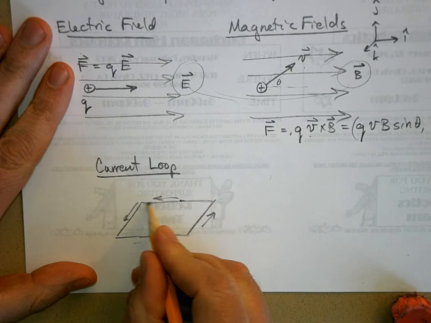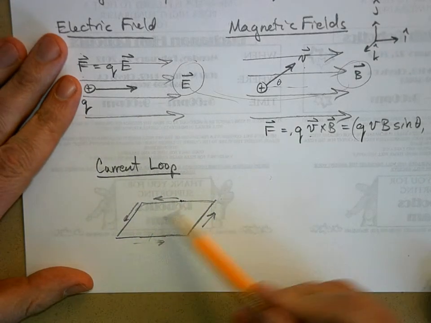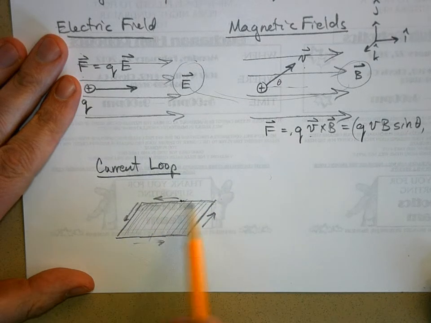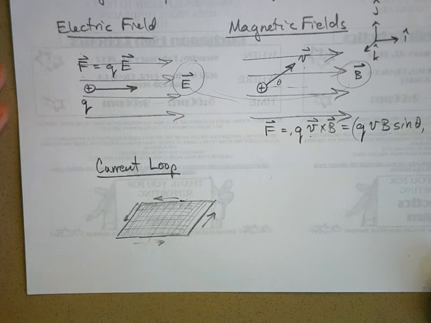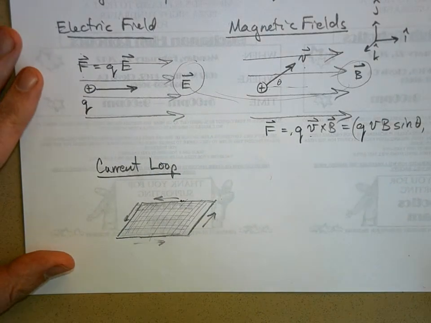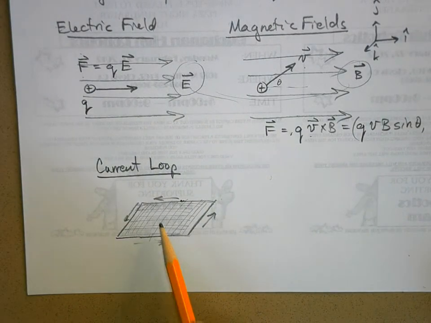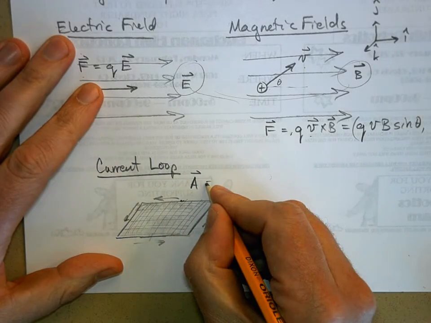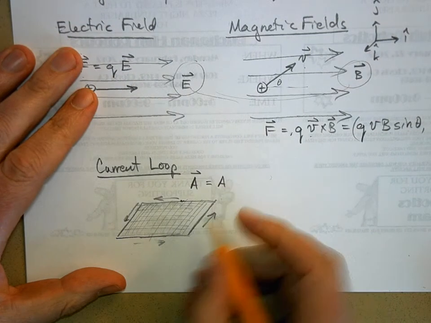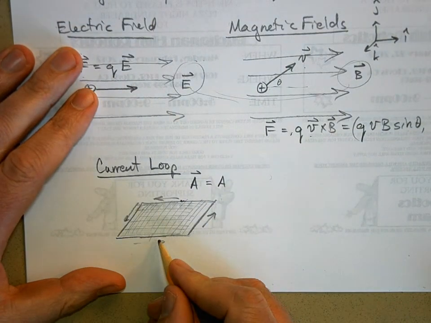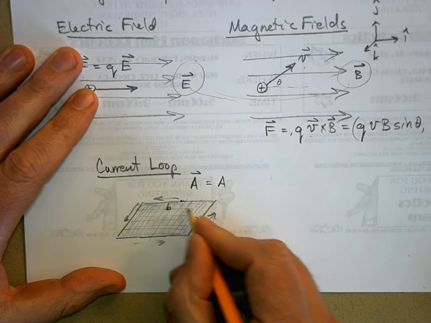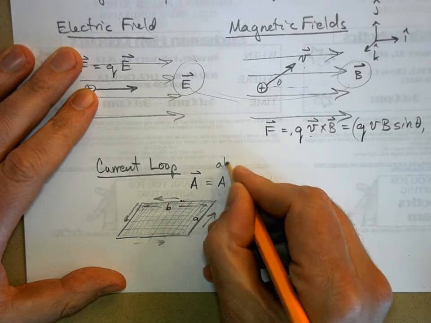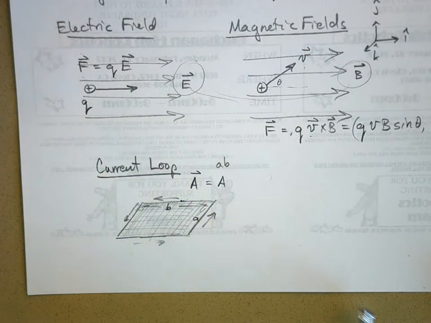Just do that. Now, this current loop has an area like this. So it has some area, and we're going to use that area. We can define the vector of this area this way. It's going to be equal to A. Well, A is just the magnitude of the area. If you make this a times b, that's what we're going to end up doing. Little a times little b, that would be my area. But what's the direction of the area vector?